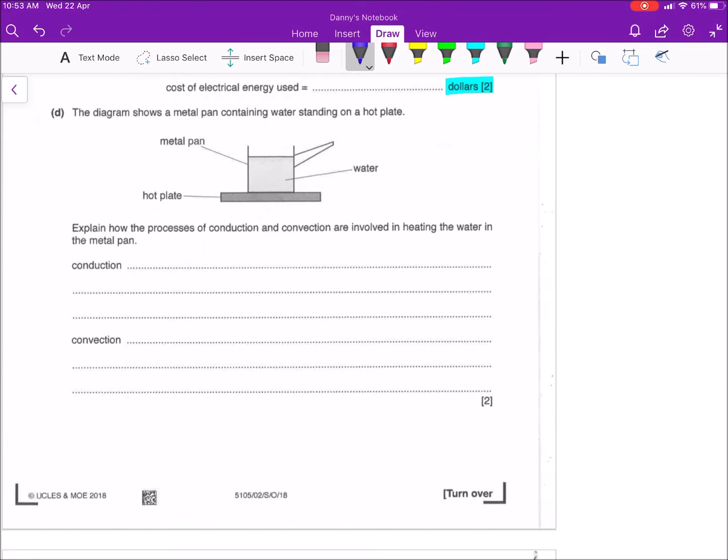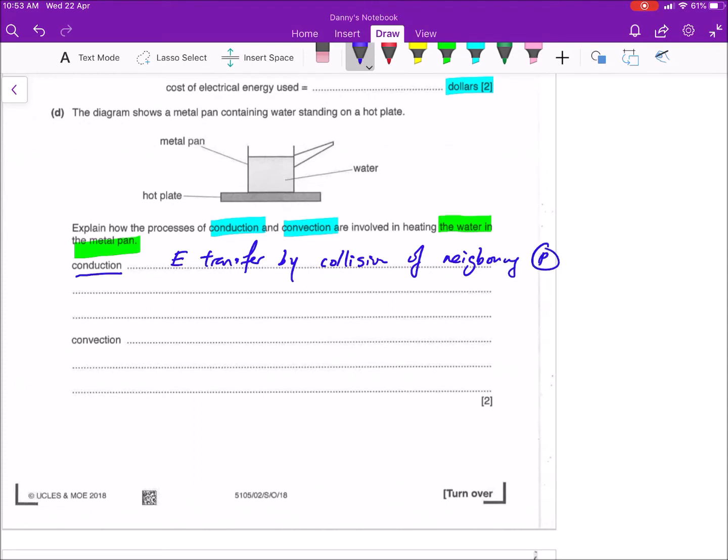Okay, and for part B, it is a simple heat transfer question, and you have to explain how the heat is being transferred from the metal pan to the water, okay, by these two methods, conduction and convection. So there are some keywords. For example, whenever you're talking about conduction, you have to talk about energy transfer by the collision of neighboring particles.